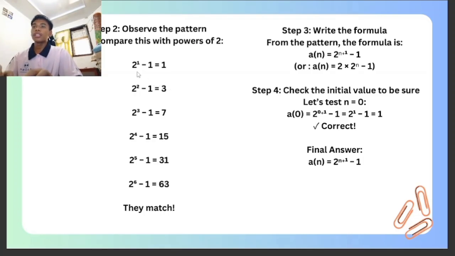The pattern is 2 raised to the power of 1 minus 1 equals 1.